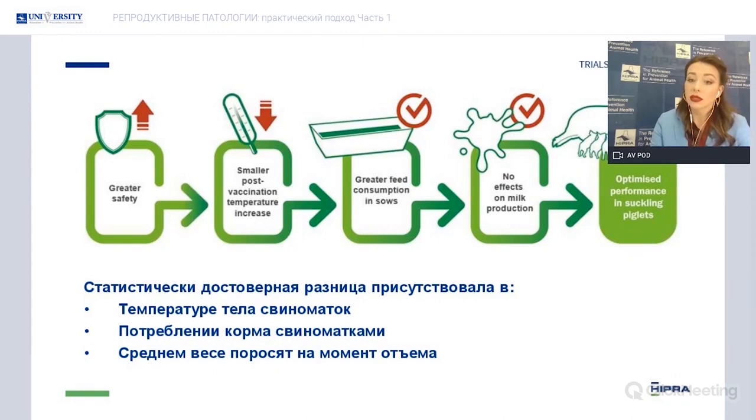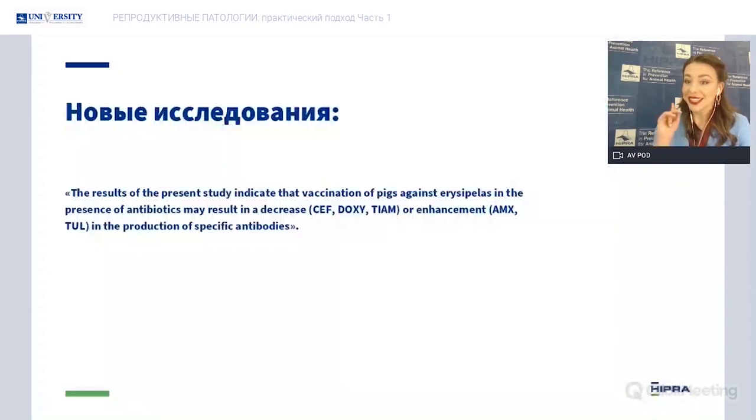И еще такой момент, буквально интересинка, с которой я сама недавно встретилась. Всех, кто захочет ее обсудить, напишите мне, я вам скину эту статью. Здесь речь идет о том, что современные исследования показывают, что вакцинация поросят против рожи свиней при параллельном использовании антибактериальных препаратов может либо повышать, либо понижать выработку антител.